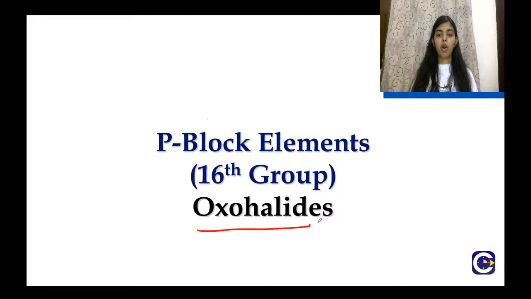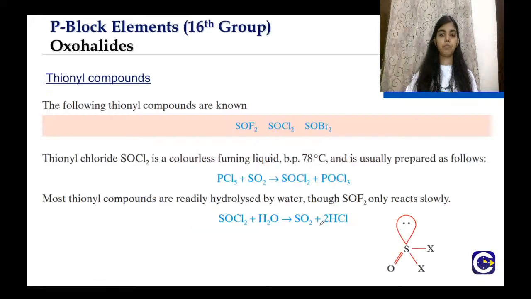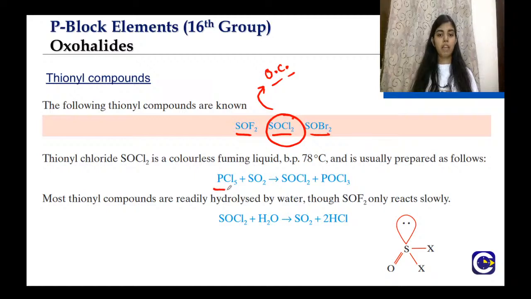Now coming on to the oxohalides. These are the thionyl compounds, SOF2, SOCl2, SOBr2, amongst which SOCl2 is very important and will be used in your organic chemistry as well. So, thionyl chloride. How is it formed? PCl5 on reaction with SO2 will give you thionyl chloride plus POCl3, right? Now SOCl2 on reaction with water gets hydrolyzed to give SO2 plus HCl.